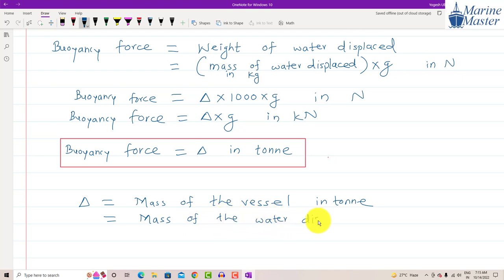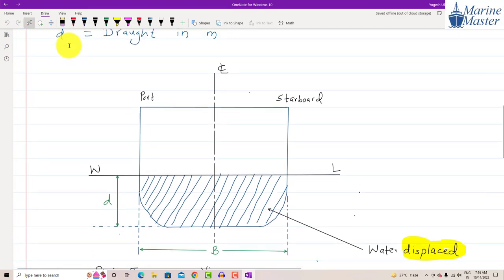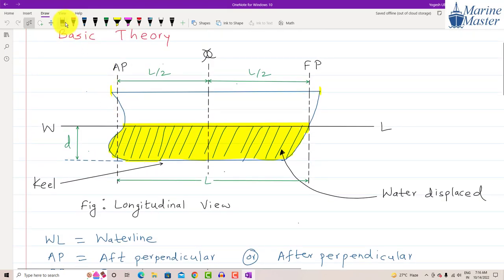What is meant by water displaced? I will explain once again. See, the basic diagram, guys. We always love this basic diagram. Suppose this is our vessel, and the portion we have highlighted in yellow, we will call it the water displaced.